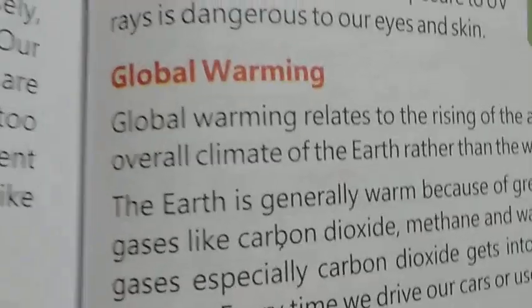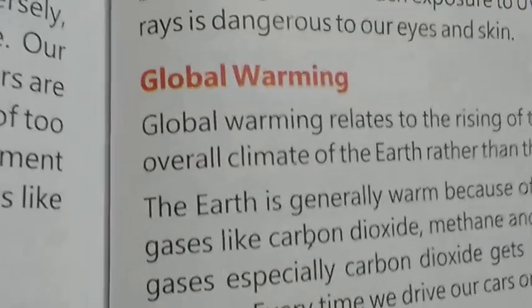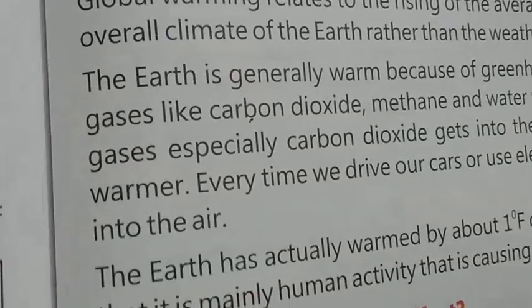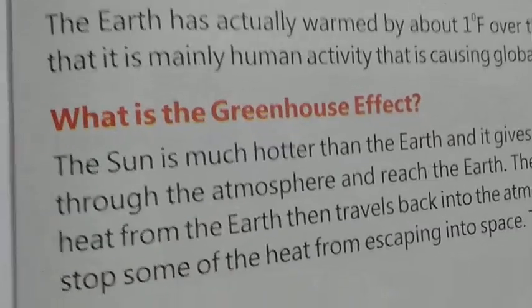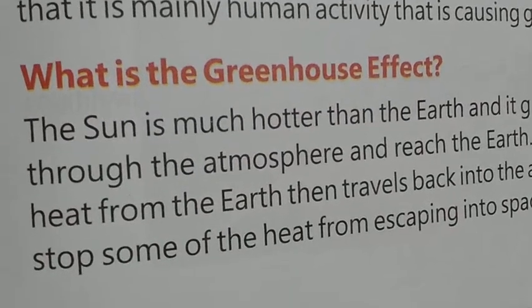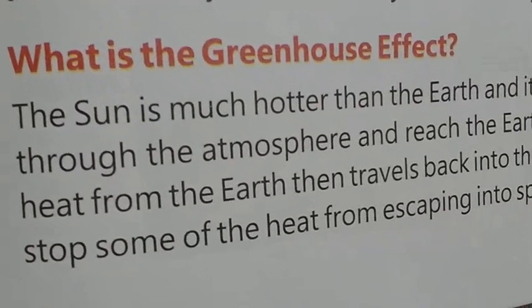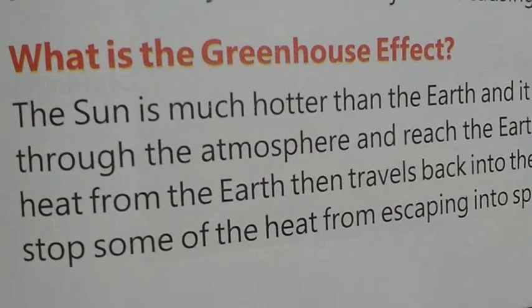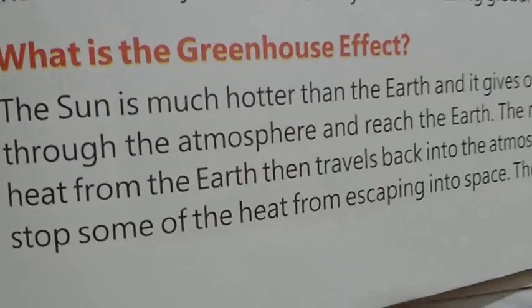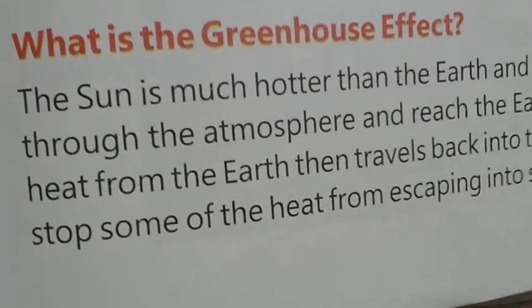Next is global warming. Global warming relates to the rising of the average temperature on Earth. It affects the overall climate of the Earth. And global warming causes the greenhouse effect. Actually, the sun is much hotter than the earth and gives off rays of heat that travel through the atmosphere and reach the earth. The rays of the sun warm the earth, and heat from the earth then travels back into the atmosphere. And the gases in the atmosphere stop some of the heat from escaping into space. And these are called greenhouse gases.